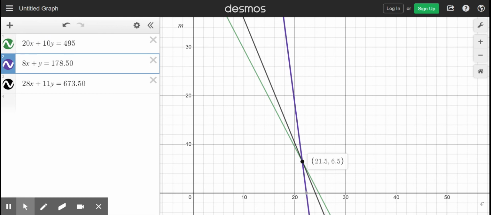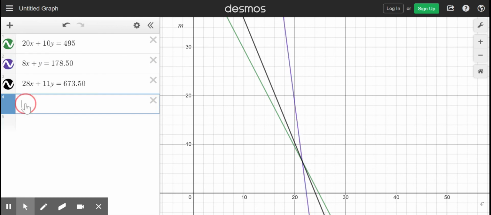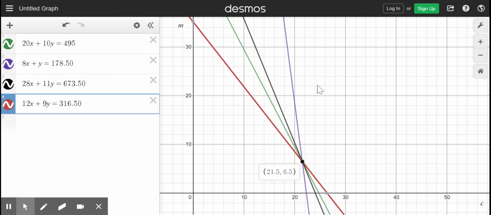We just may need to be more strategic with this one, because if we add it together, or even if we subtract it, like if I do 20 minus 8, that's 12x, 10y minus 1y is 9y, and then 495 minus 178.5 is 316.5. Okay, again, goes through the same point, but doesn't really help me get rid of the x or the y. And that's what this lesson is going to be all about. How do we more strategically add and subtract equations so that we get either that horizontal or vertical line and eliminate x or y?